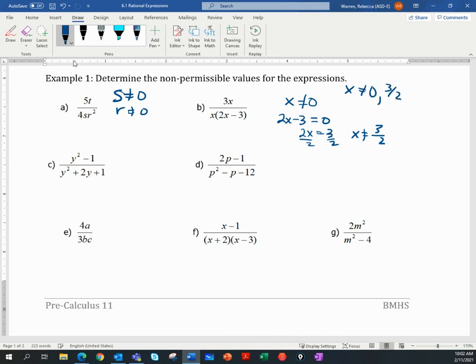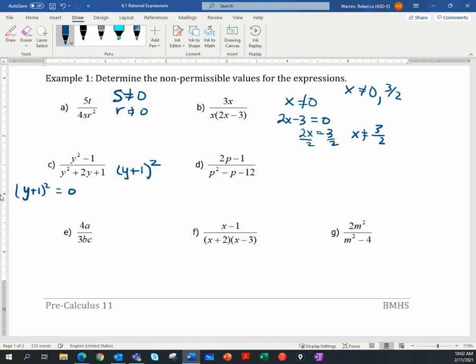And that's that. Next one, we only are interested in the bottom. So it doesn't matter if it's y squared minus 1, you don't really need to look at it. Non-permissible values only come from the denominator. So y squared plus 2y plus 1. What you have to do is see if that bottom can be factored. And it can. It's a perfect square trinomial. So that will factor to y plus 1 squared. And then that y plus 1 squared is what I am going to make equal to 0.